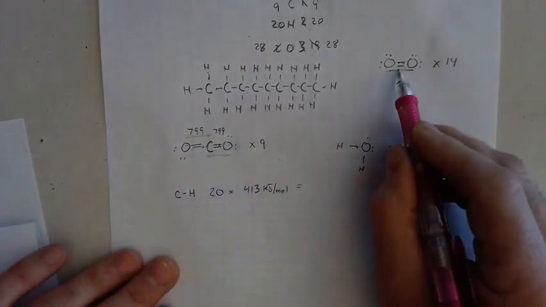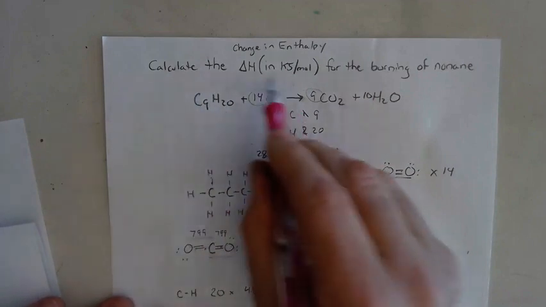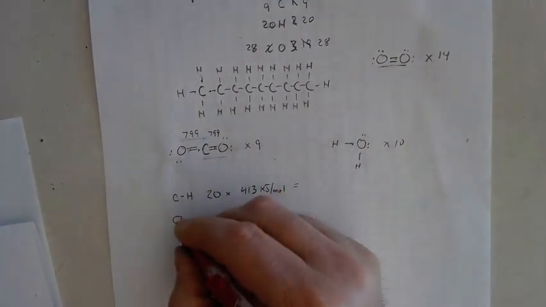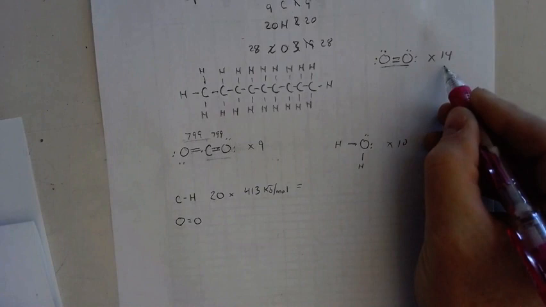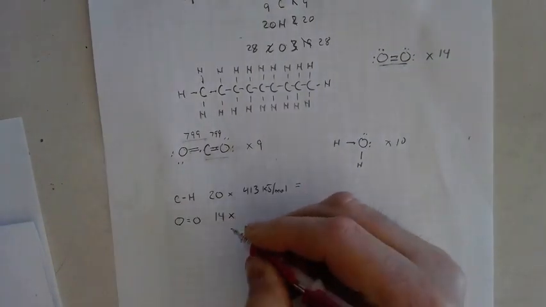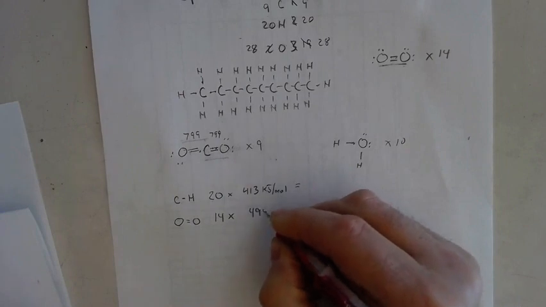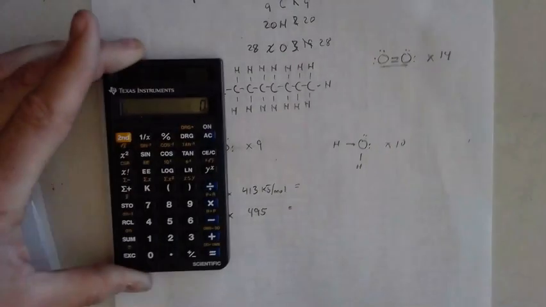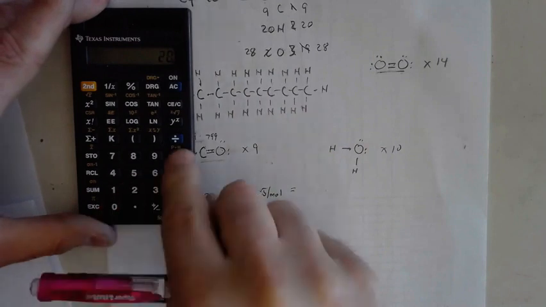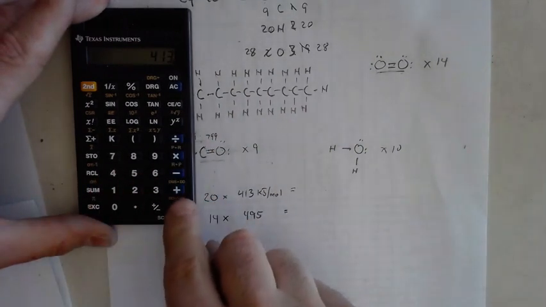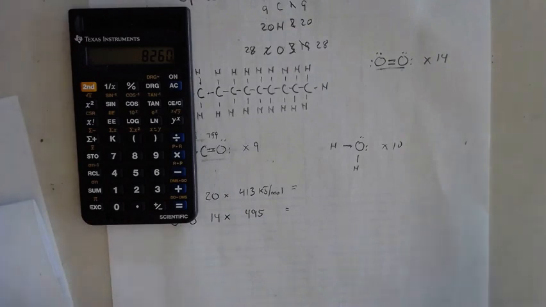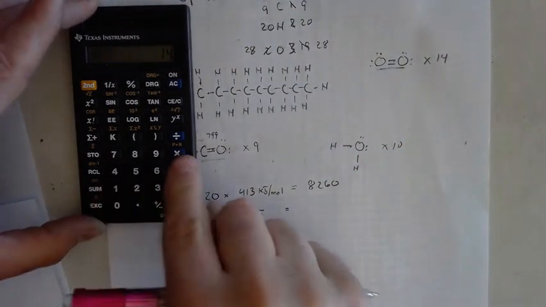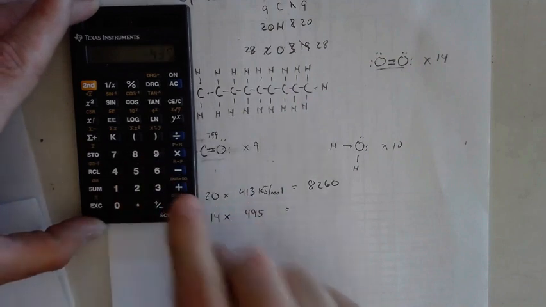And then I have the OO bond. Again, these are the reactants on the left side. So I have the OO double bond, and I have 14 of them. So 14 times the OO double bond, which is 495. And then I'll multiply that. I'm going to do that right now using my calculator. I go 20 times 413 equals, all right, and I get 8,260.